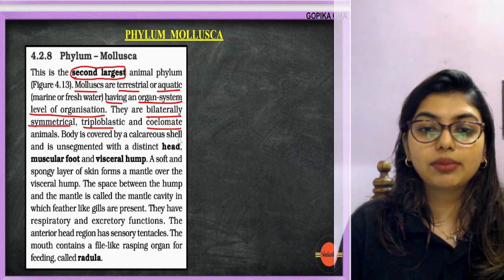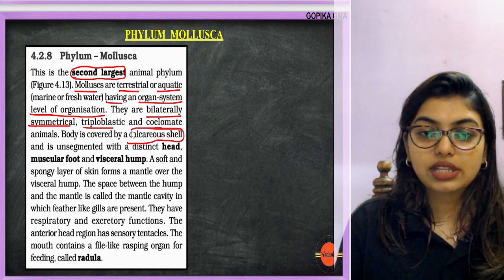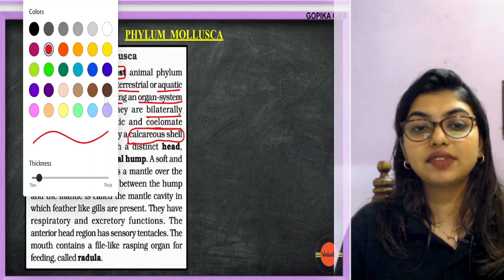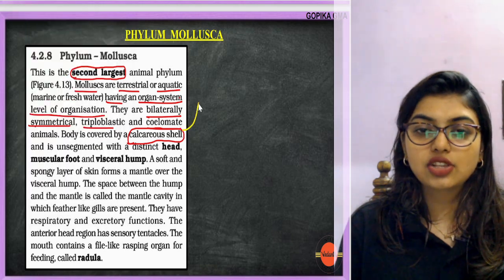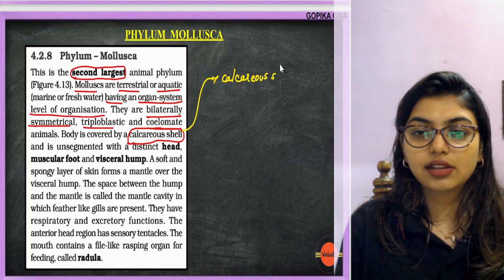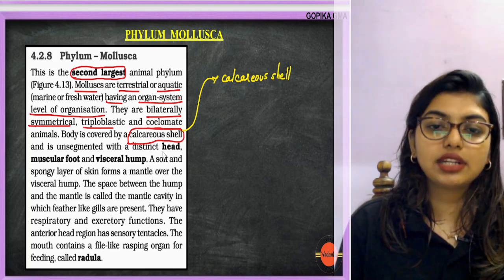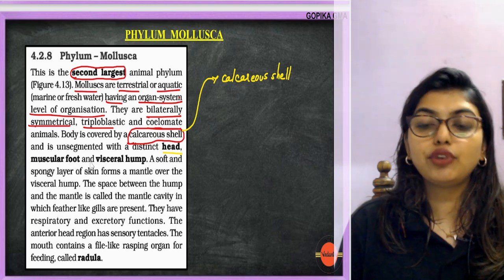The body is covered by a calcareous shell. This is important. There we had a chitinous exoskeleton, so definitely it's a specialized character that they have calcareous, which means calcium-filled shells. And it is unsegmented with a distinct head, muscular foot and visceral hump.